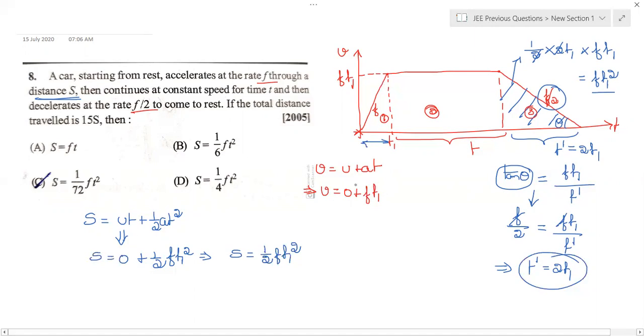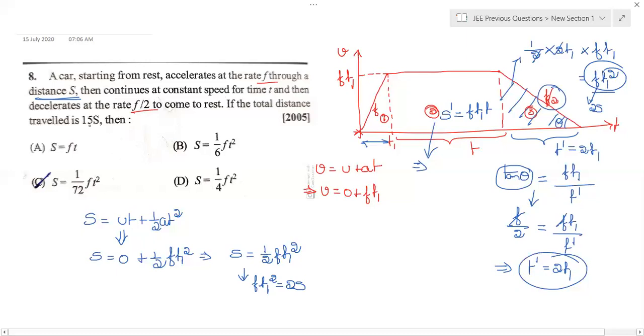Now distance traveled in the second case, here velocity is constant, so that is f into t1 and duration is t. So distance traveled is equal to velocity into time. Since velocity is constant, distance traveled is nothing but velocity into time. So f into t1 into t. Now since s equal to 1 by 2 ft1 square, I can write ft1 square is equal to 2s.